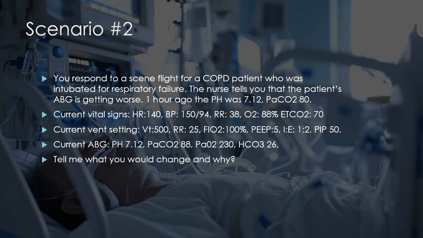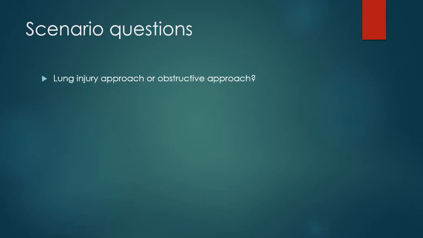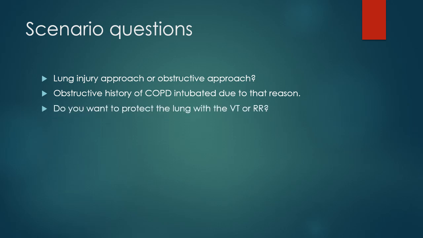So hopefully you've thought about it and you recognize the issues that are at hand. This is something we're going to touch on a little bit more in the next slide. Lung injury approach or obstructive approach? Hopefully you guys are automatically jumping to the obstructive approach. That is the approach that we need to use for this patient. So obstructive approach is for anybody who has a history of COPD that has had to be intubated for that reason. So are we protecting their lungs with the tidal volume or the respiratory rate?